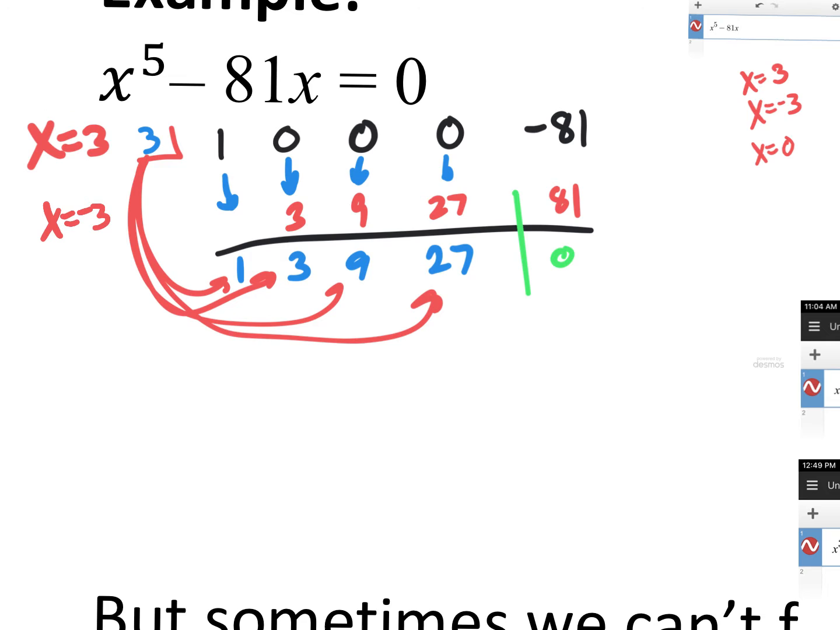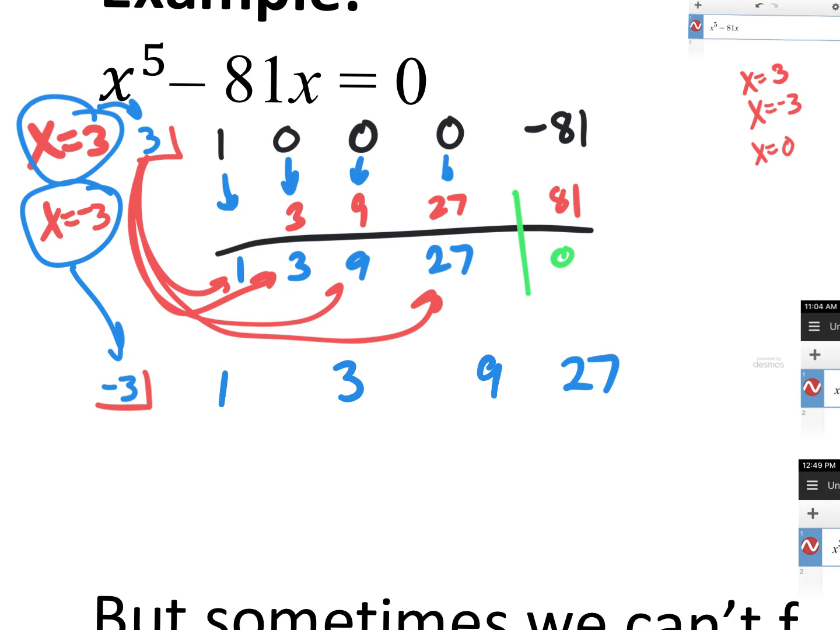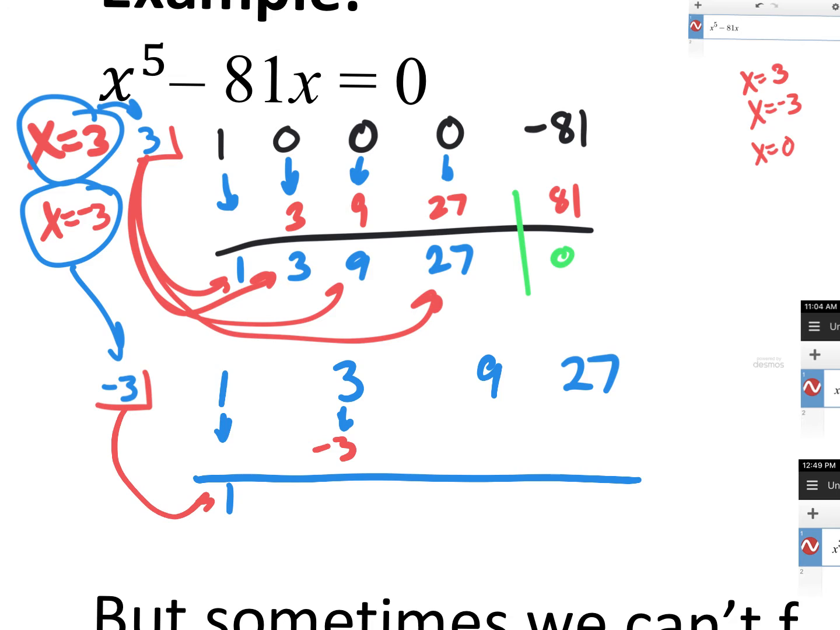Okay, so I already plugged in this guy right there. Now I'm going to plug in x equals negative 3 right here. And I'm going to use this list of coefficients on my depressed polynomial to keep working with it. So I have the 1, the 3, the 9, and the 27. And once again, as you go down, you combine. 1 plus nothing is 1. As you go up, you multiply. Negative 3 times 1 is negative 3. As you go down, you combine. Negative 3 and positive 3 is 0.